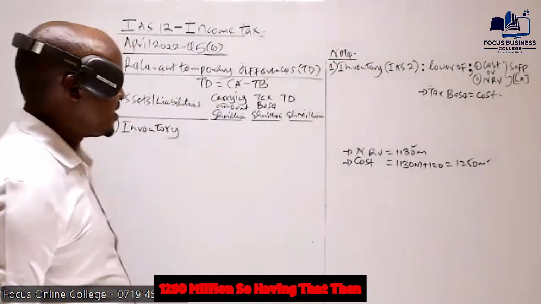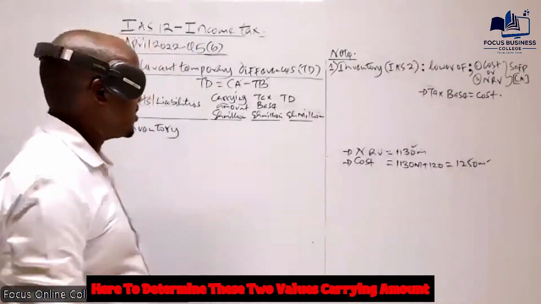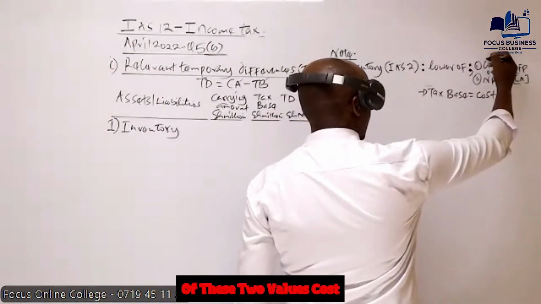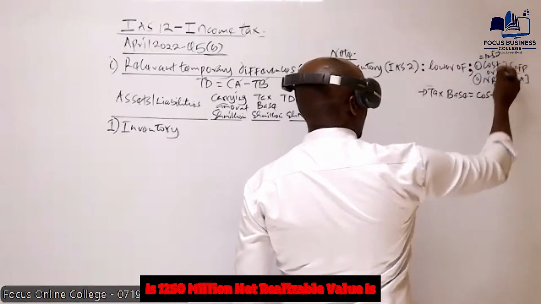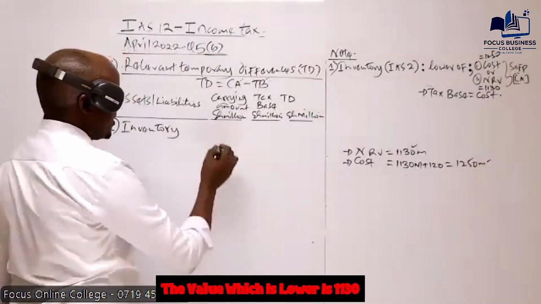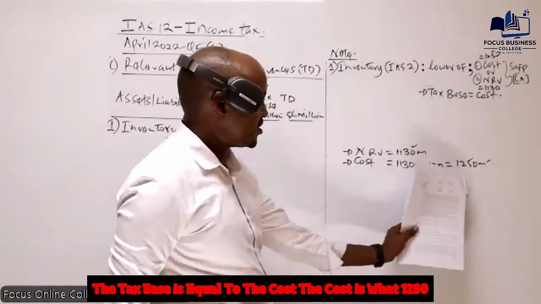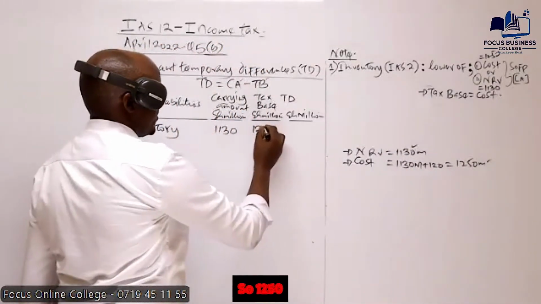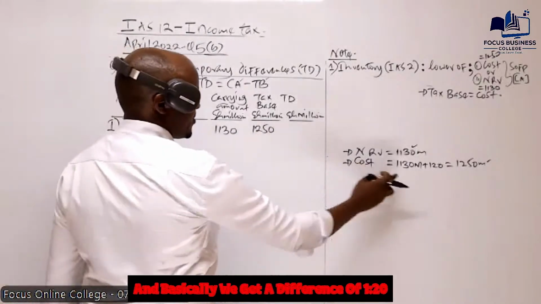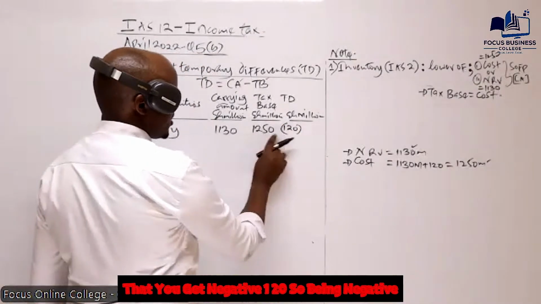1250 million. So having that, we just need to use this concept which I've explained here to determine these two values. Carrying amount, we have said, should be the lower of these two values. Cost is 1250 million. Net realizable value is 1130. We take the value which is lower, which is 1130. The tax base is equal to the cost. The cost is 1250. So then we get the difference. We take this minus that, and we get a difference of 120. And this one is a negative. Once you take this minus that, you get negative 120.